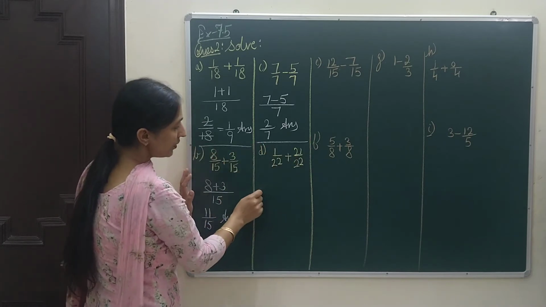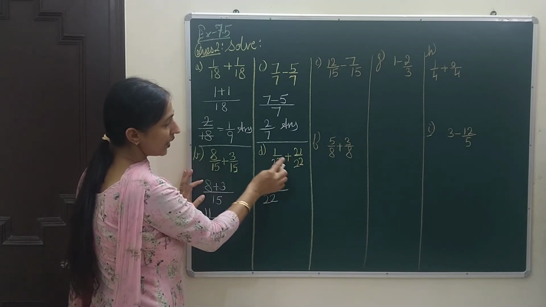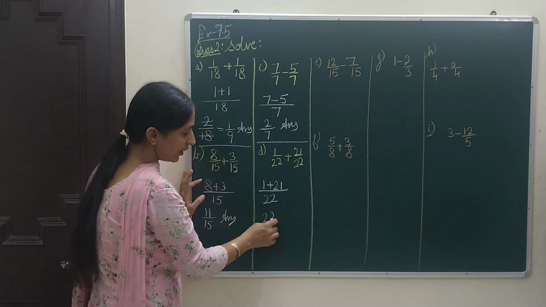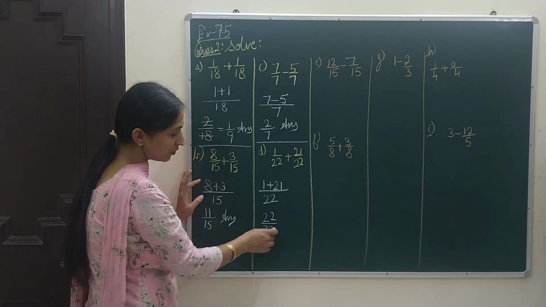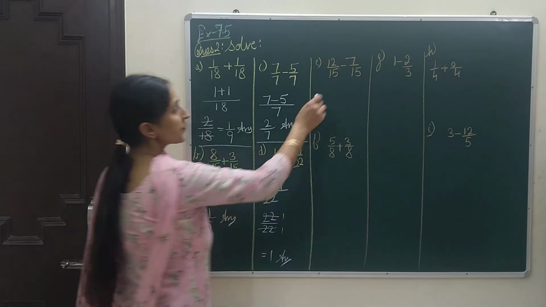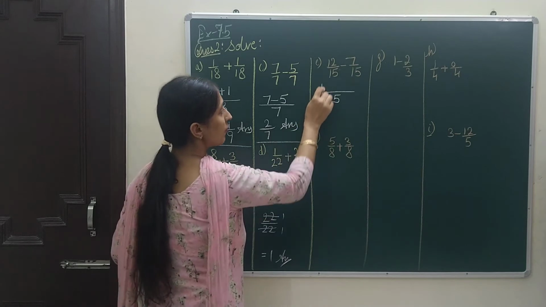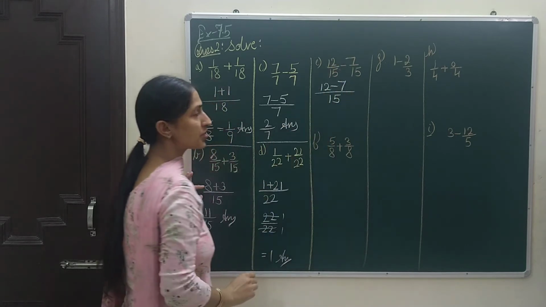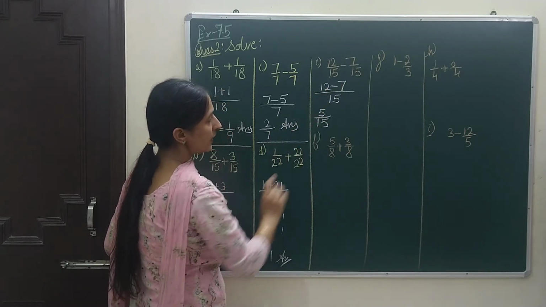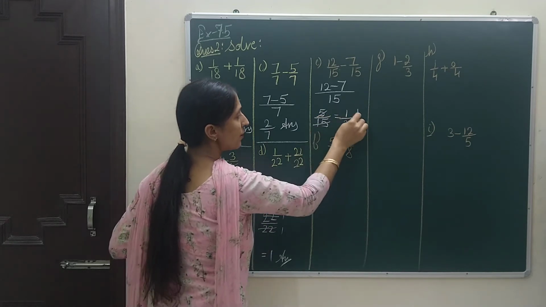In the D part, we are given 22 in the denominator, and for the numerator I will write 1 plus 21, the operation that is given there. Okay, it will be 22 by 22. As you can see, both of these can be cancelled, so my answer is 1 here. Okay, in the E part I will write the denominator as it is, since it is already the same. For the numerator I will apply the given operation, that is subtraction, and 12 minus 7 will be 5 over 15. As it is not in simplest form, I will convert it into simplest form, and 1 by 3 is my answer.